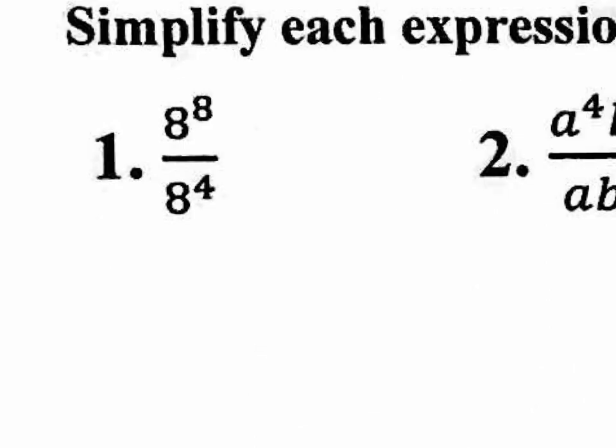So let's jump to number 1. Now, how many 8s do I have on the bottom? 4. How many 8s do I have on the top? 8. So obviously, if I were to expand it, 8 times 8 times 8 times 8, 4 times, and then 8 times 8 times 8, 8 times up on top, 4 8s, all of these will completely cancel with 4 of these, and obviously we'll have 4 left over. So the answer is 8 to the 4th power, but you're supposed to simplify.